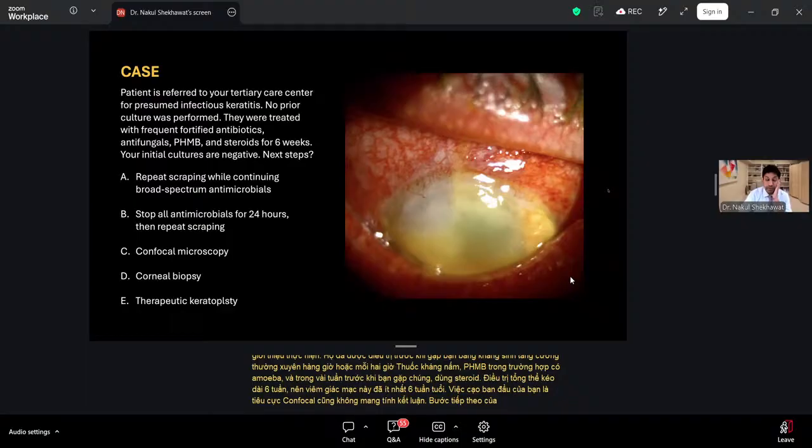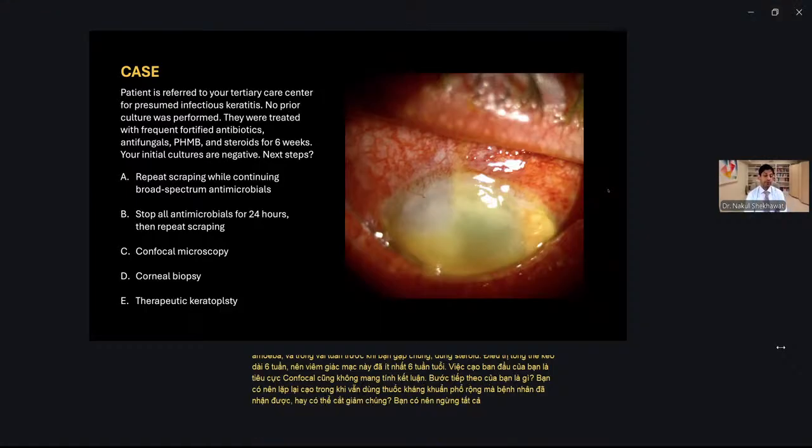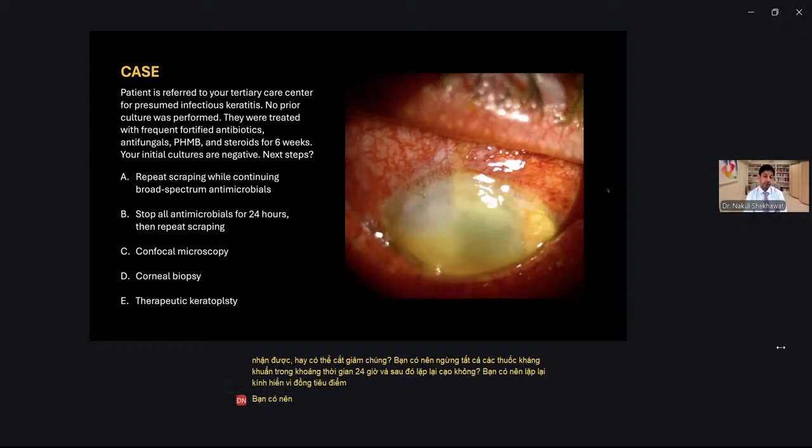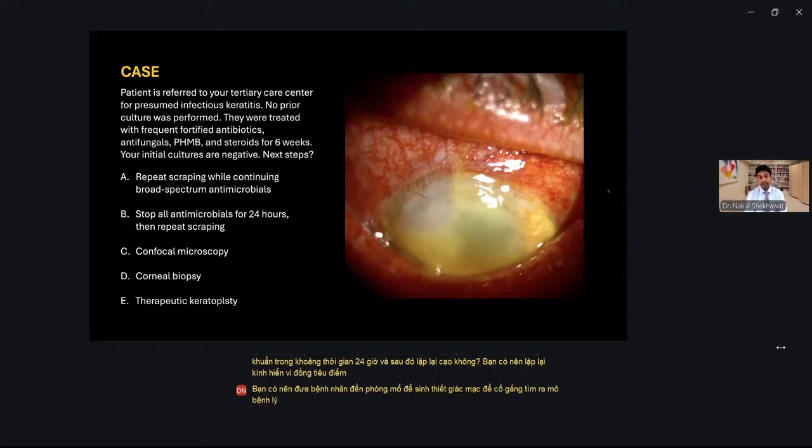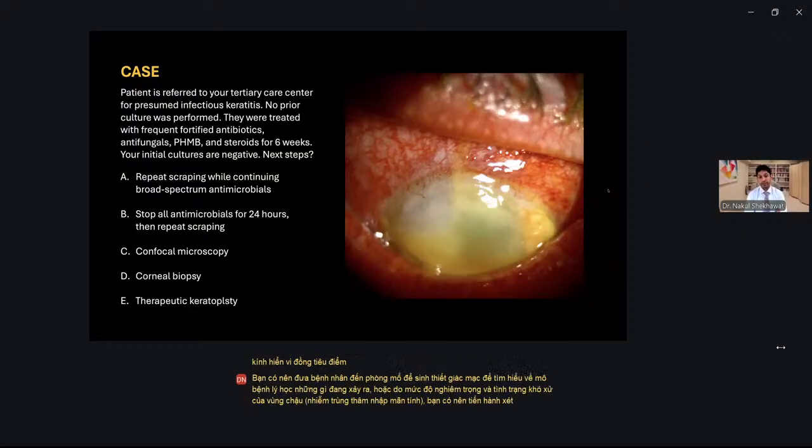Should you repeat scraping while continuing the broad spectrum antimicrobials that the patient came in with, or perhaps paring them down? Should you stop all the antimicrobials for a 24-hour period and then repeat the scraping? Should you repeat confocal microscopy? Should you take the patient to the OR for a corneal biopsy to try to figure out histopathologically what's going on? Or given the severity in this limbus to limbus chronic infiltrate, should you perform a therapeutic keratoplasty?